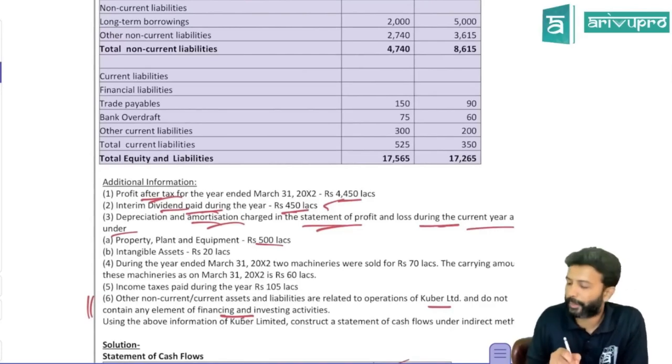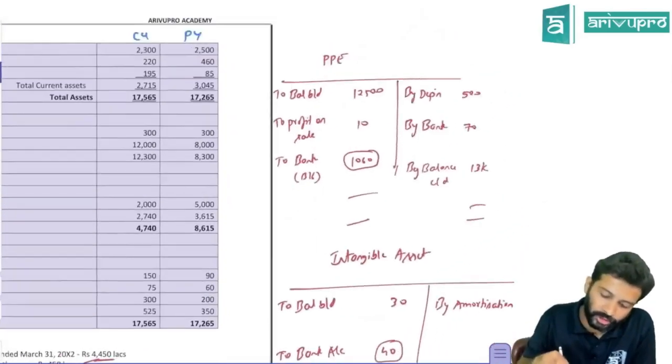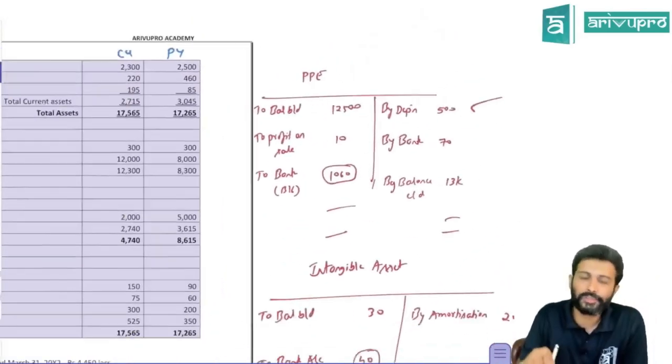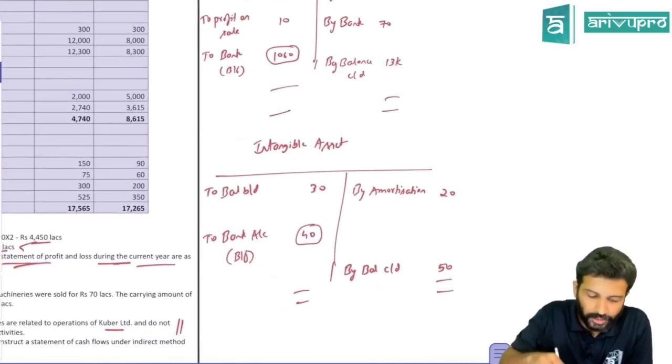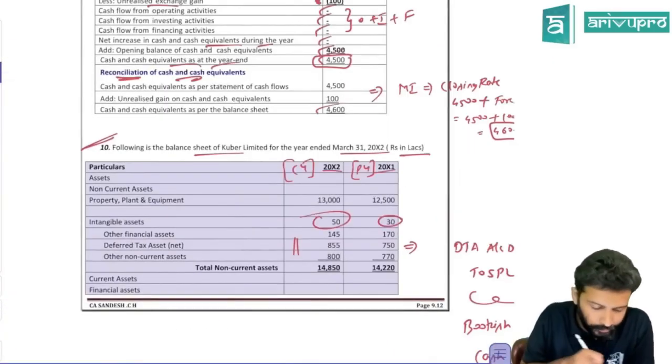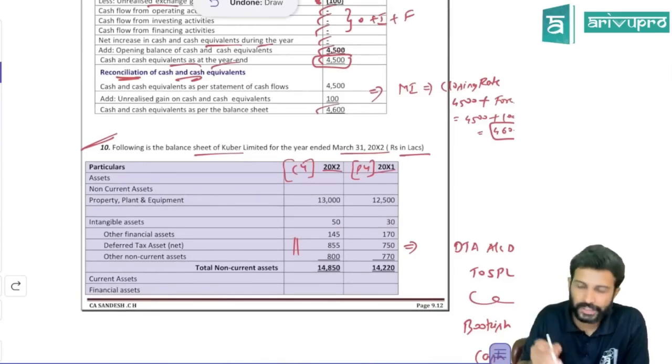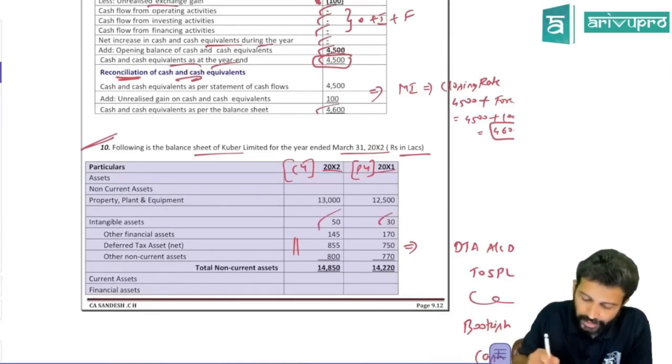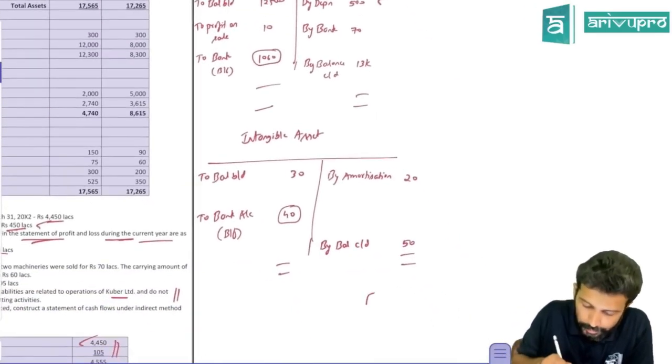What is the journal entry for depreciation? Depreciation to PP. So in the PP ledger, you'll post it as depreciation 500 that we have captured. Same thing I've done for intangible assets also. Intangible assets, there is a movement. 30 became 50. So it's possible that some asset could have been purchased. So I'm preparing a ledger. Opening balance 30, closing balance 50 captured here.